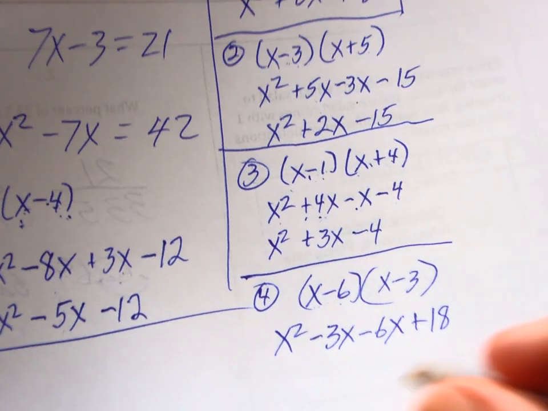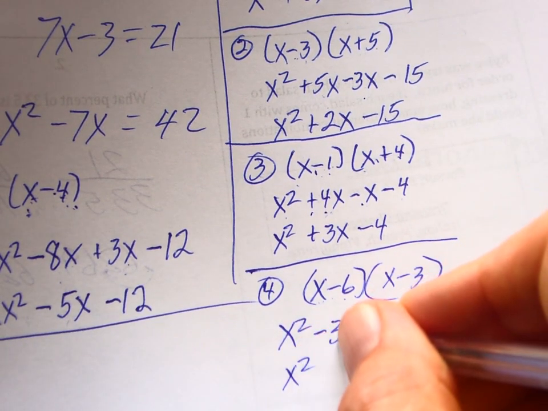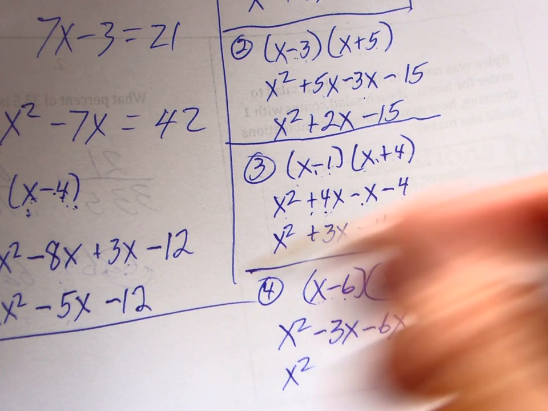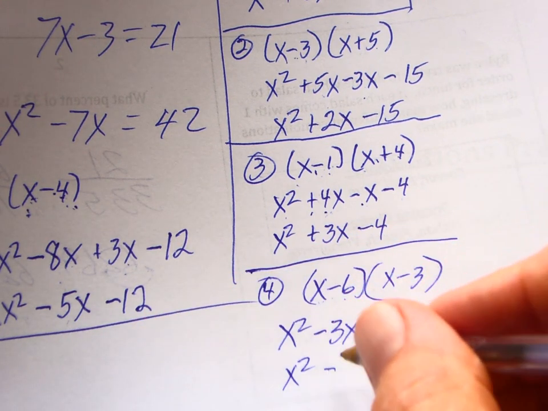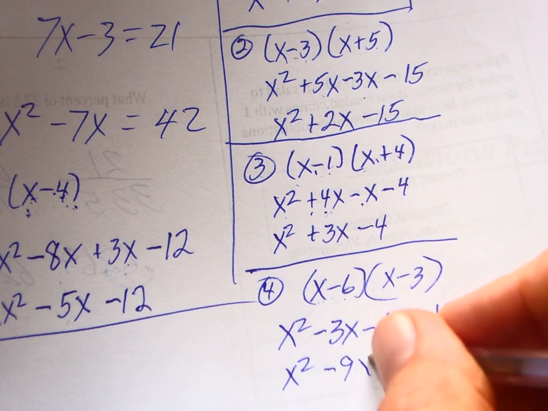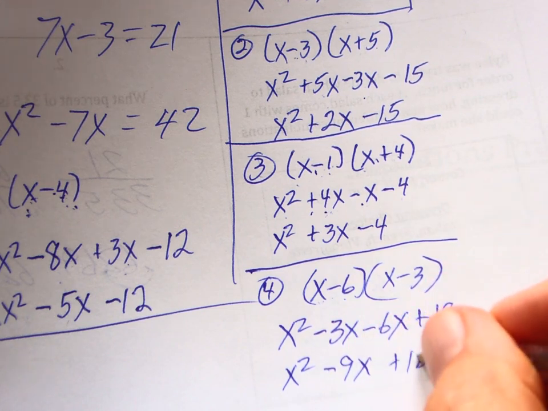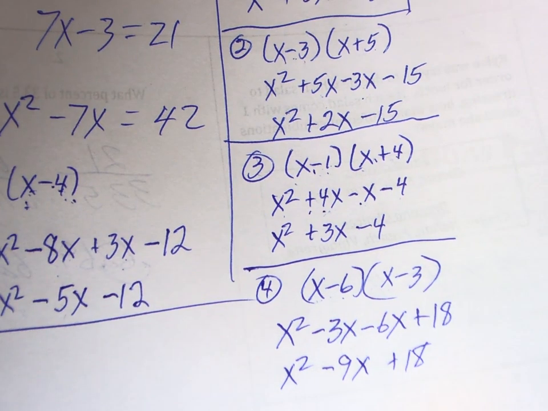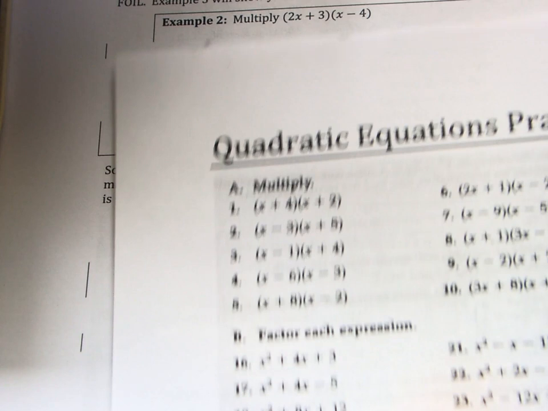Okay, now I'm going to combine. I have an x squared. Now I got a minus 3 and a minus 6. They both want to go that way, so you add 3 and 6 and get 9. It's minus 9x plus 18. Got it? One more. Number 5.